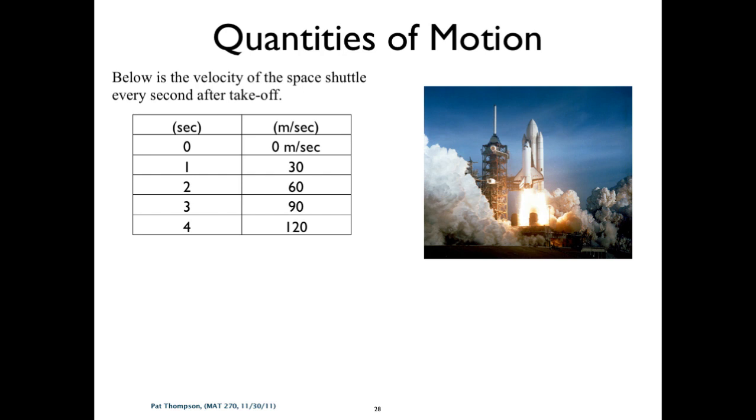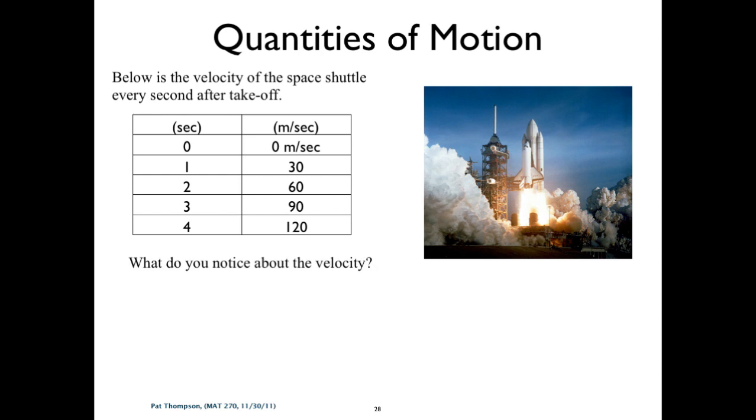All right. But not on that. Okay, so that's probably a picture from the 80s or the 90s. And so here, this is a table of the velocity of the space shuttle every second after takeoff. All right, so here's the set. At 0 seconds, the velocity of the shuttle is 0. At 1 second, 30. At 2, 60, etc.